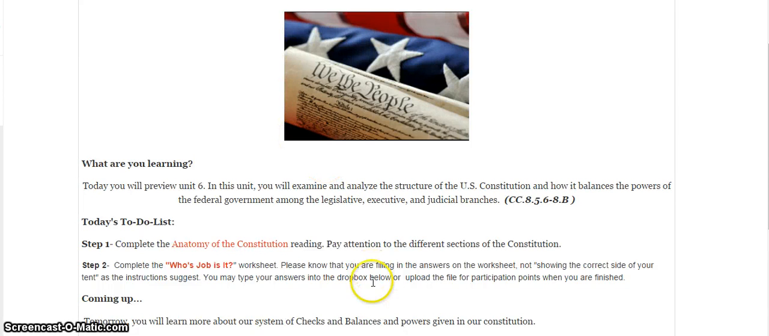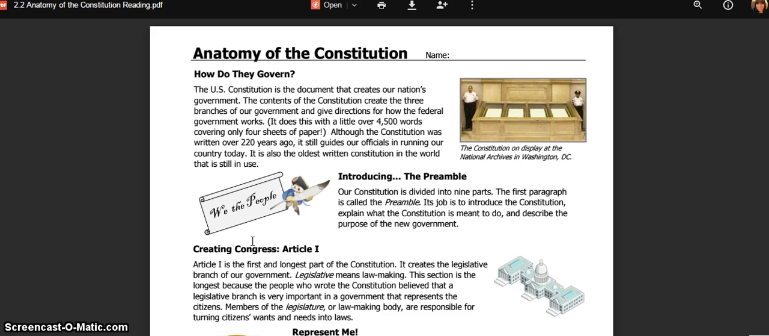Okay, so we're going to go over the anatomy of the Constitution reading here. Anatomy of the Constitution. How do they govern?